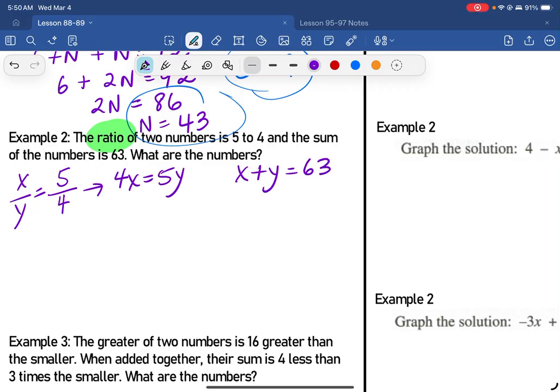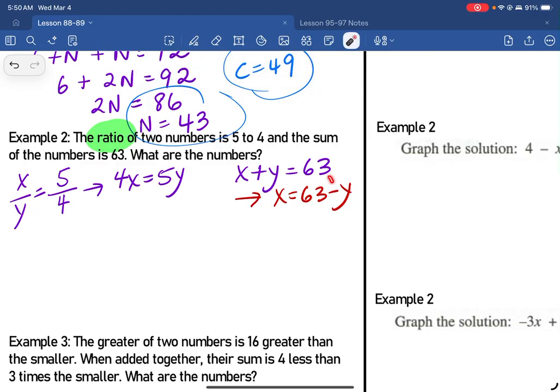Well, I'm going to rewrite this as x is equal to 63 minus y. I moved the y over by subtracting it. So that way I could find out what to plug in for x over here. So this is the ratio set up as a fraction. They said the ratio is 5 over 4. And then the sum of those two numbers is 63.